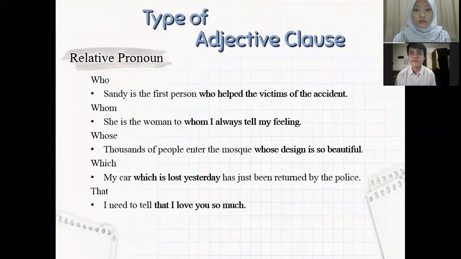Types of adjective clause. Type 1 is relative pronoun. Who: Sandy is the first person who helped the victims of the accident. Whom: she is the woman to whom I always tell my feeling. Whose: thousands of people enter the mosque whose design is so beautiful. Which: my car, which was lost yesterday, has just been returned by the police. And last, that: I need to tell that I love you so much.